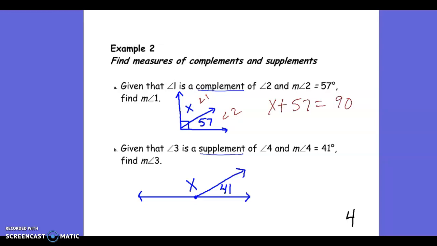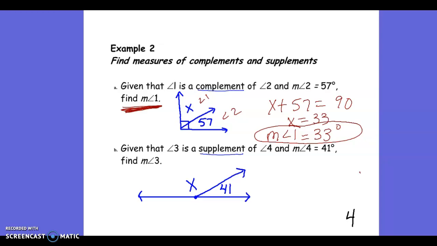Then you would just solve that by subtracting 57 from both sides. So X is 33. So the measure of angle 1, which is what they're asking, find measure of angle 1, is 33 degrees. Now that's my answer, so I'm going to circle it. Boom.